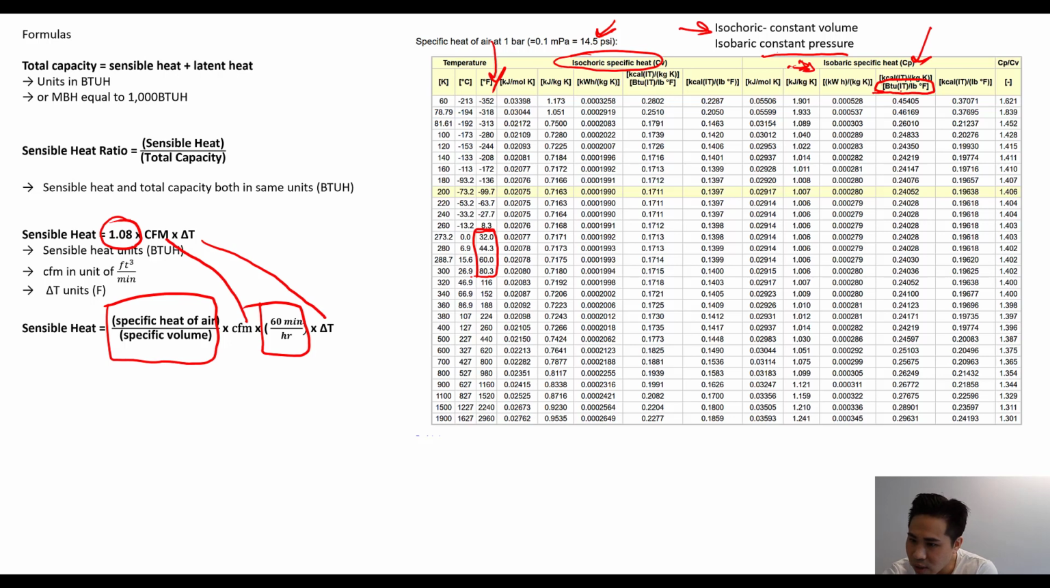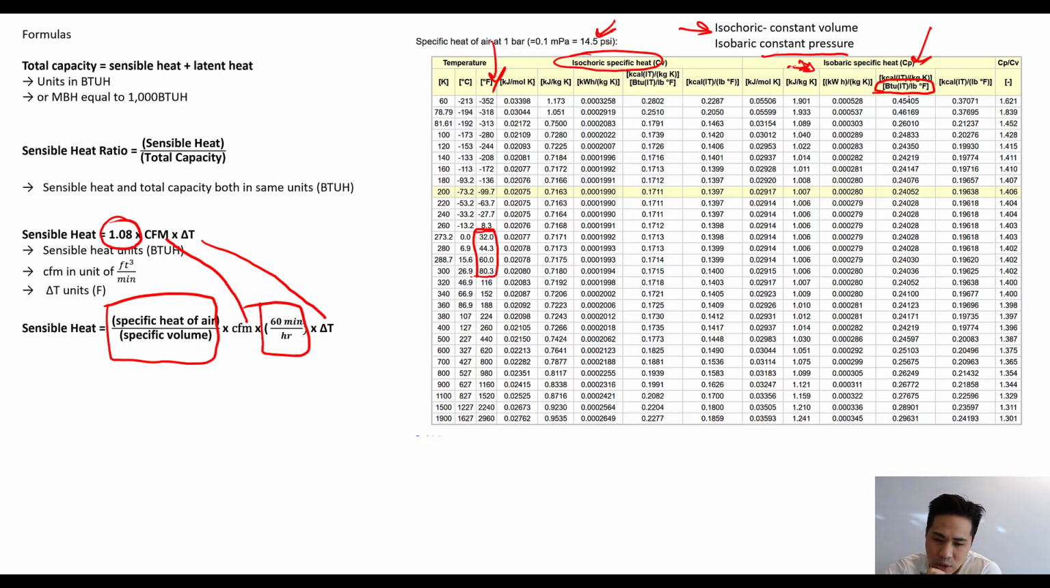So you'll see that it's actually BTUs over the pounds times the Fahrenheit. So specific heat basically means how much heat is required to move 1 pound of that air 1 degree Fahrenheit. Or if you look at it the other way, it's how much BTU is taken out of 1 pound of air to move it 1 degree Fahrenheit less. That's what the specific heat represents.